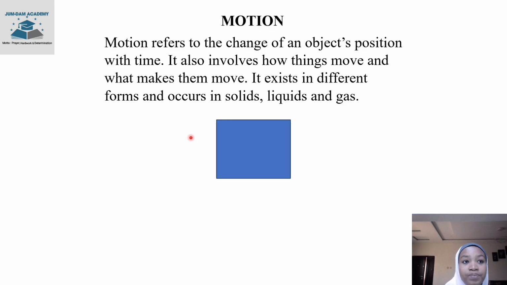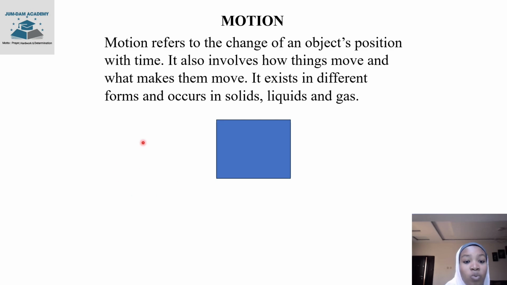Or you see a block of ice. A block of ice, when you move it from point A to point B, that is a solid. You're moving it. It's undergoing motion. Liquids, when you are pouring water from one cup to another, that is motion of a liquid.